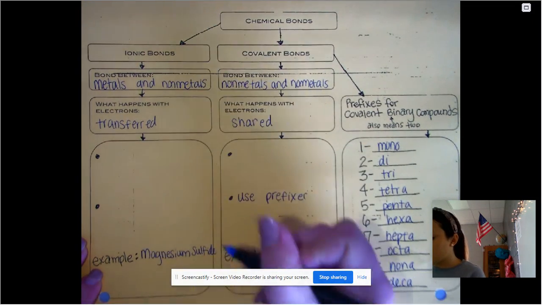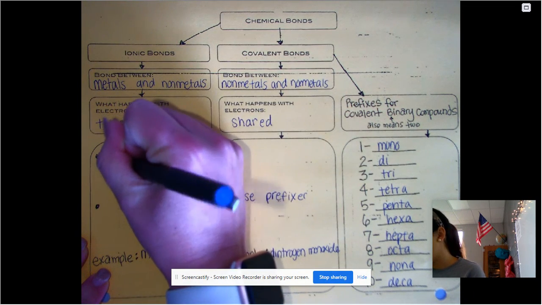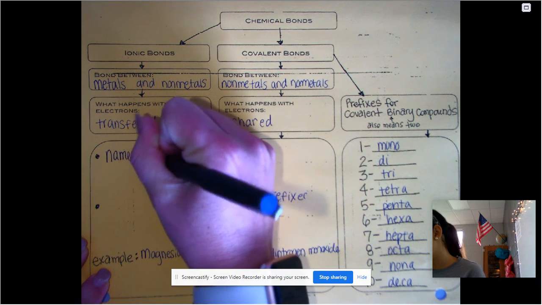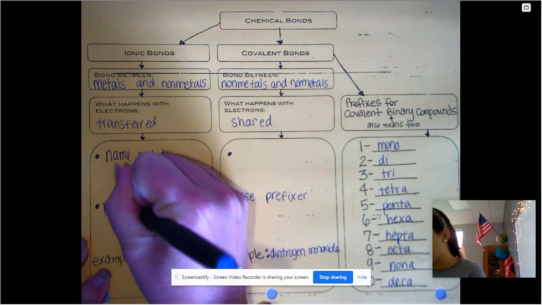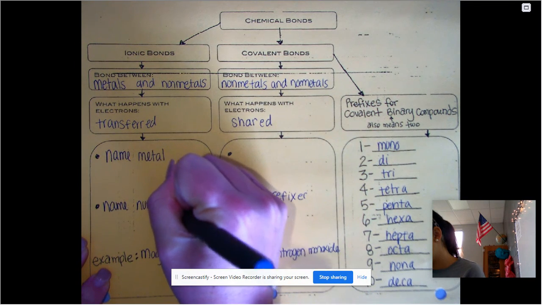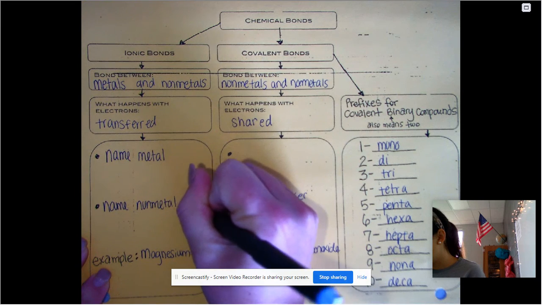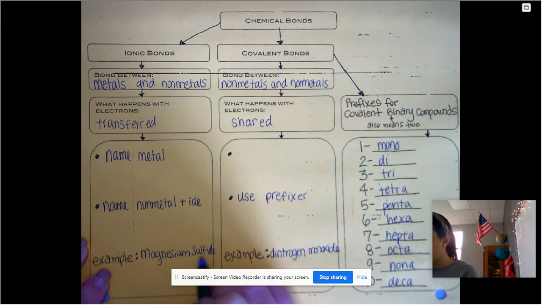So when we write out our example, like magnesium sulfide, remember, we name the metal first, and then we name the nonmetal, and then we add IDE to the end. Okay, so for example, magnesium sulfide.